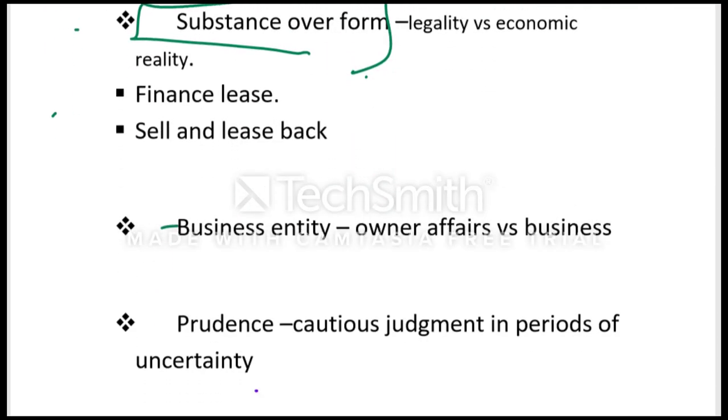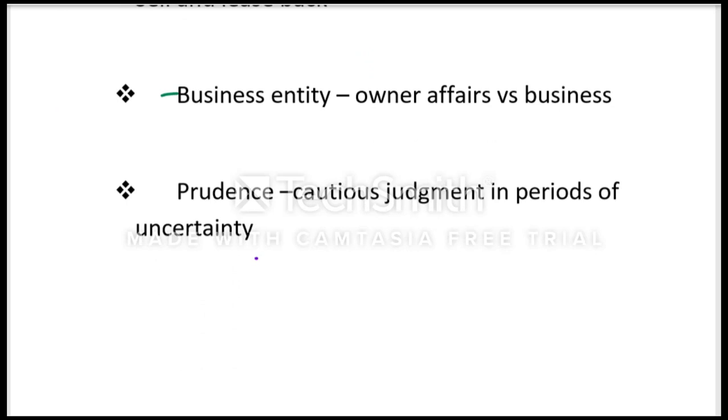Business entity model. The affairs of the owners of the businesses should be separate.